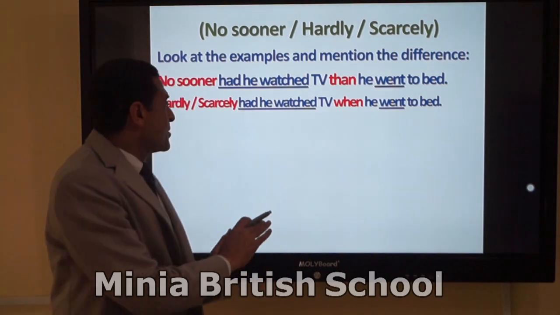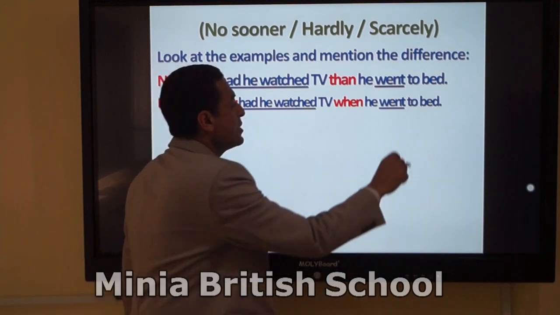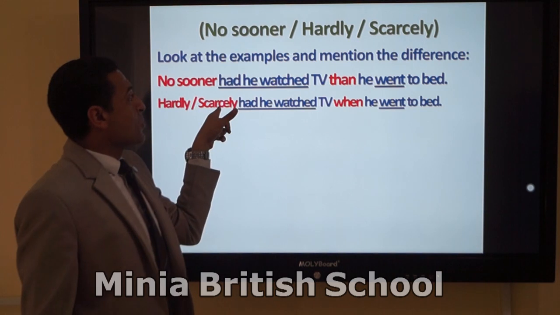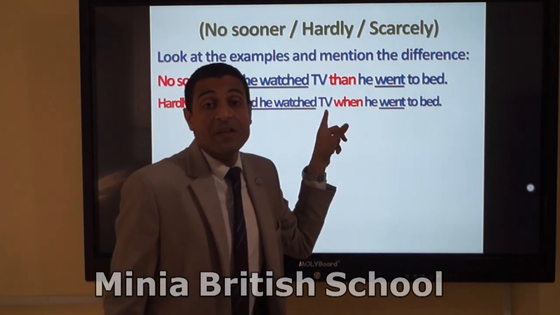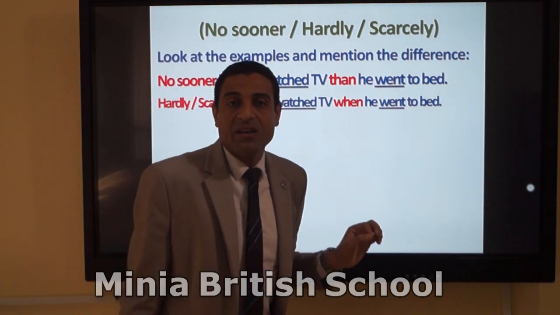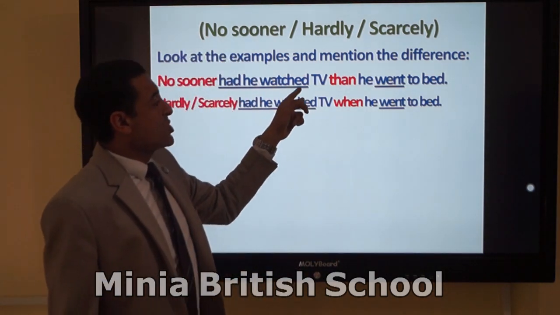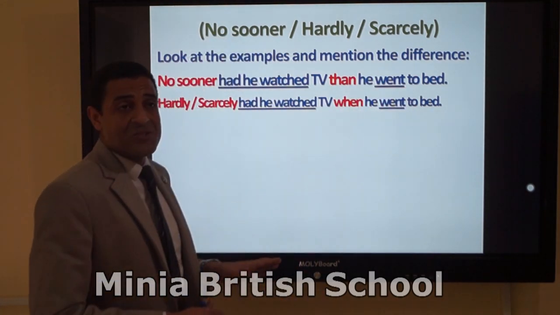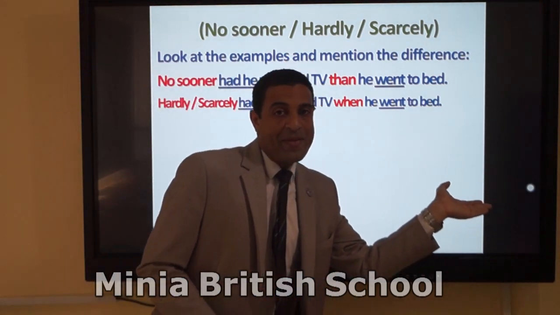They are the same as no sooner, in the same structure, the same use, but here the joining word is different. When you use hardly or scarcely, use when. But when you use no sooner, use then, just like this one. No sooner had he watched TV, then he went to bed. But here, hardly or scarcely had he watched TV when he went to bed.